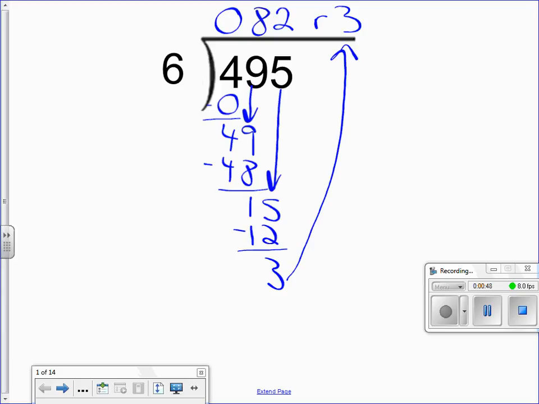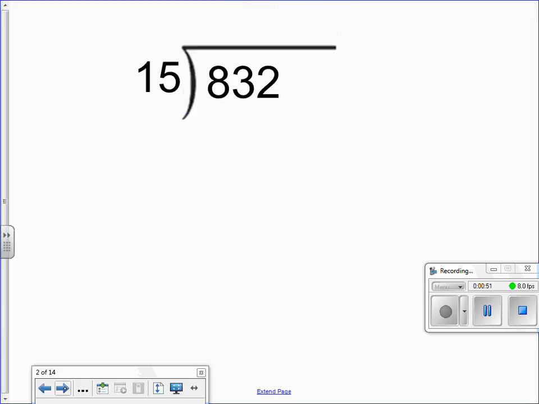Next problem. We're going to be dividing 832 divided by 15. Can 15 go into the number 8? 15 cannot go into the number 8, so we're going to put a 0. Bring in 0. 15 times 0 equals 0. We're going to subtract and get 8. We're going to bring down the 3.